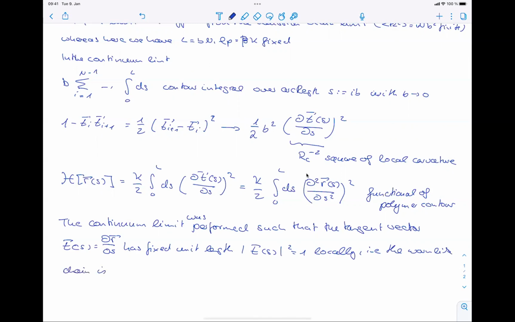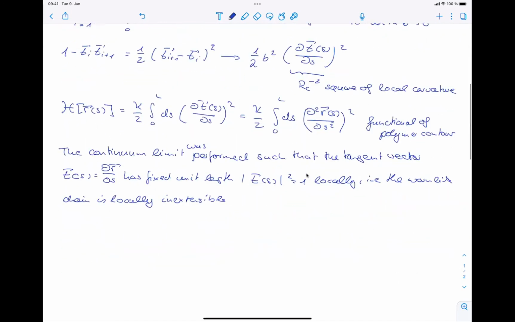Chain is locally inextensible. Now, interestingly, there are multiple ways I can arrive at this worm-like chain model. We here took the detour from the discrete formulation, but again trying to connect to previous concepts.